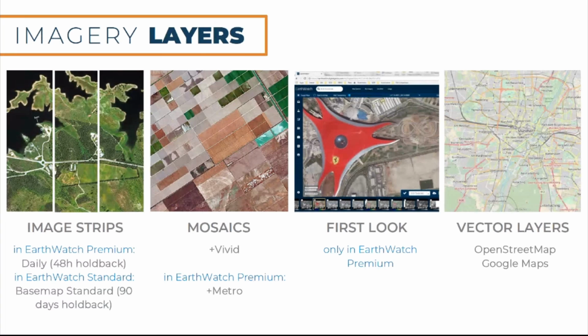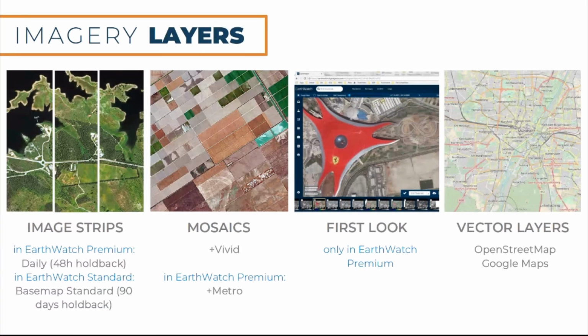In addition, a set of mosaics is included in EarthWatch Premium. Vivid, which is a high-quality, visually consistent mosaic over countries. There is also Metro, a consistent, very high-resolution, up-to-date mosaic product over more than 2,600 cities in the world. And lastly, First Look, a fast access to pre- and post-event imagery of current world disasters. EarthWatch Streaming is similar to EarthWatch Premium, but without download and a fixed pricing per seat. Therefore, there is no quota associated.